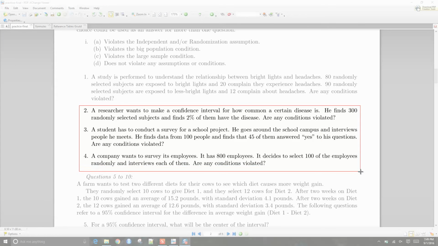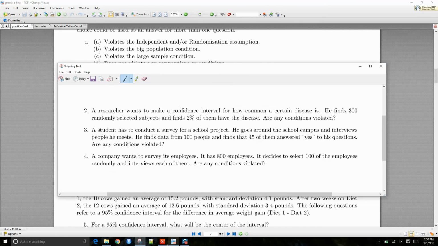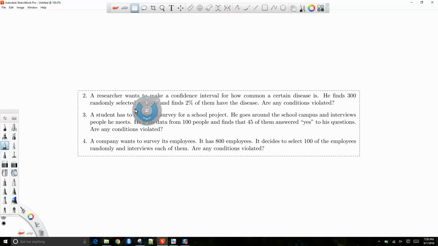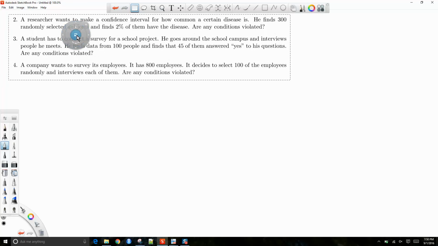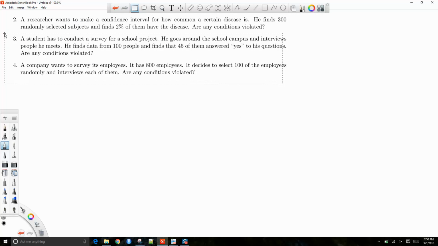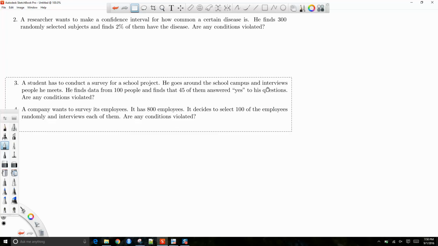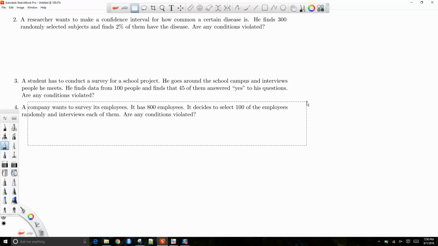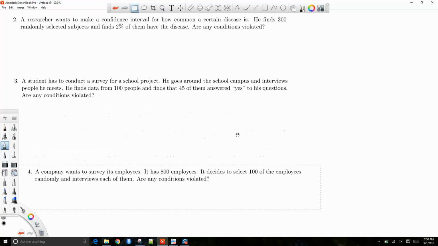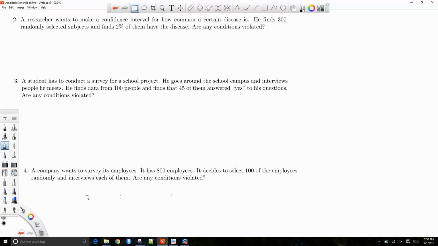We'll take a look here. Okay, it says a researcher wants to make a confidence interval for how common a certain disease is. He finds 300 randomly selected subjects, finds 2% of them have the disease. Are any conditions violated? Yes, question. Do you want to put the conditions? Yeah, I was just going to write them here.